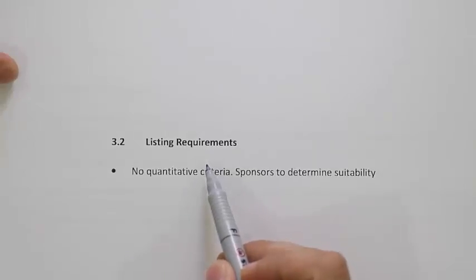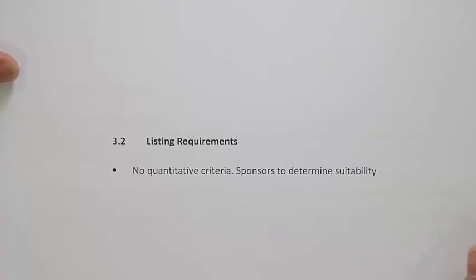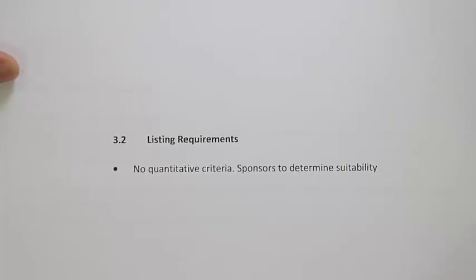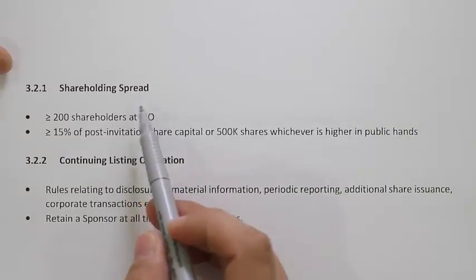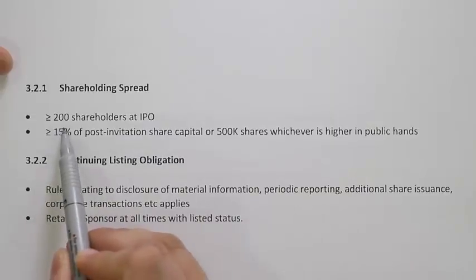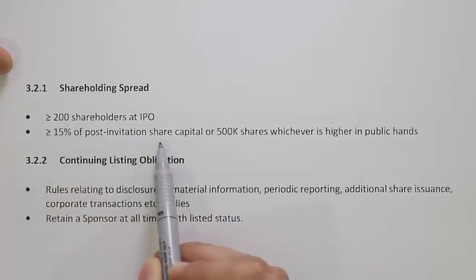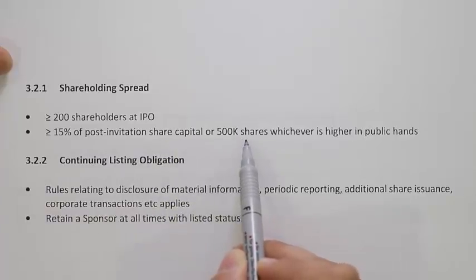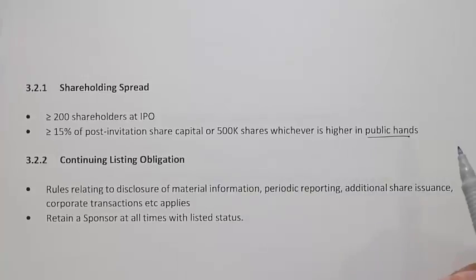What are the listing requirements? There are no quantitative criteria. It's all up to the sponsors to determine the suitability of the listing. What is the shareholder spread? At IPO, there must be more than 200 shareholders and more than 15% of post-invitation share capital, or 500K worth of shares, whichever is higher, must be in public hands.